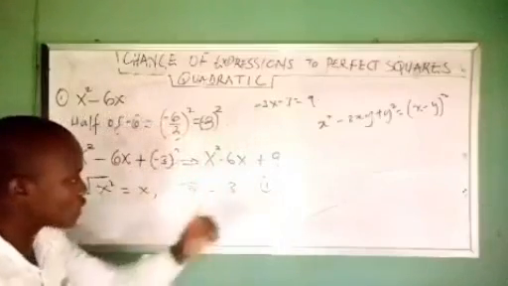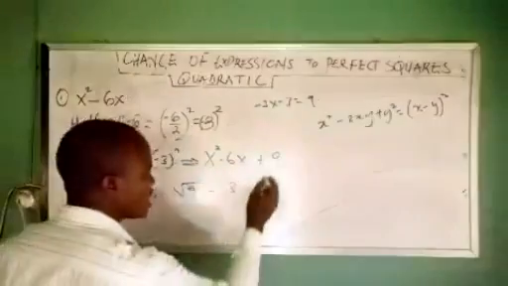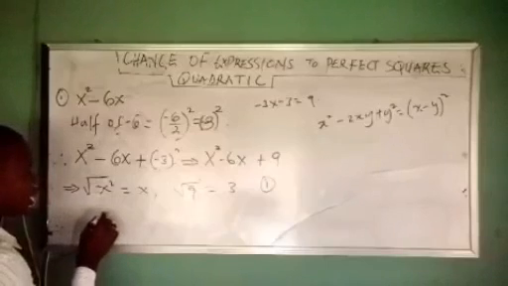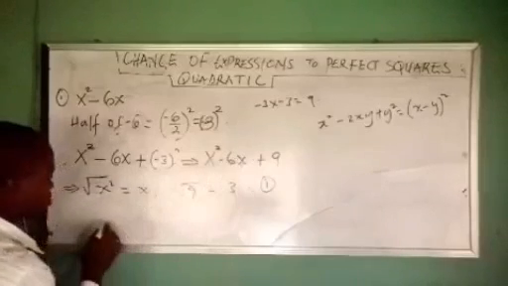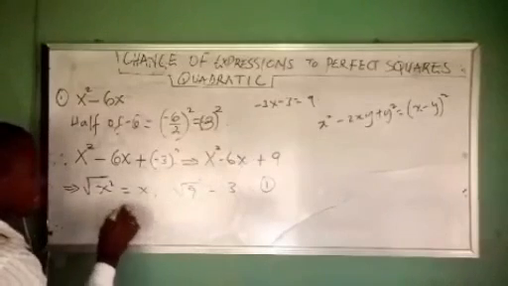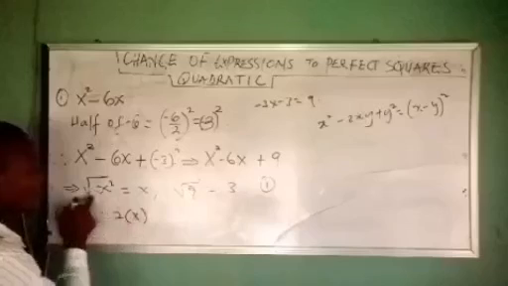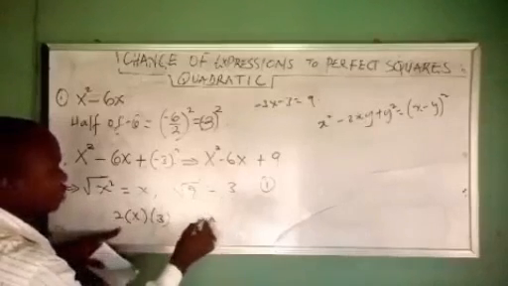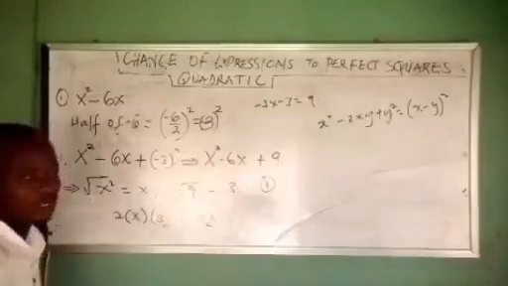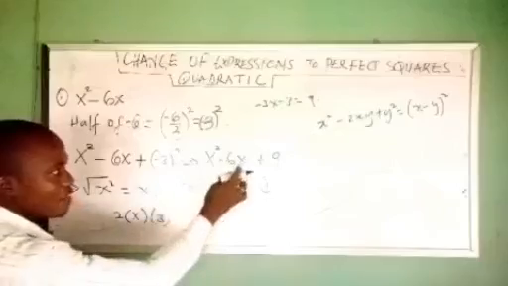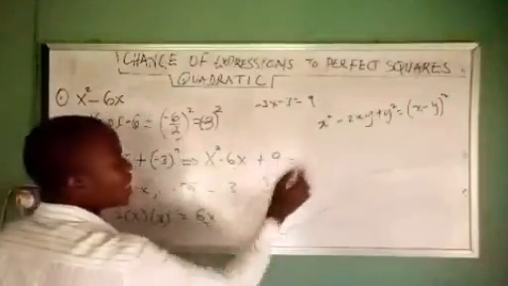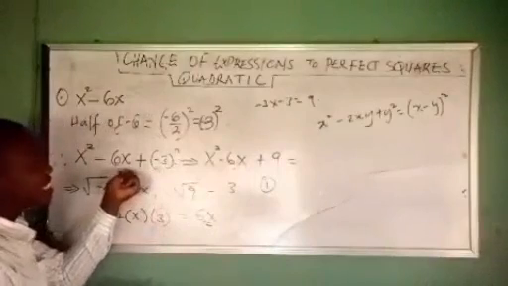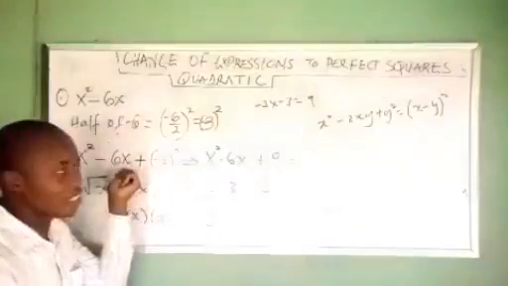So now, that's what I'm doing. The first condition is ascertained here. At the same time, the second condition says the middle term must be twice, that is 2 times the square root of the first term and the square root of the last term, which is 6. We can see that we have our 6 here, which happens to be the middle term.